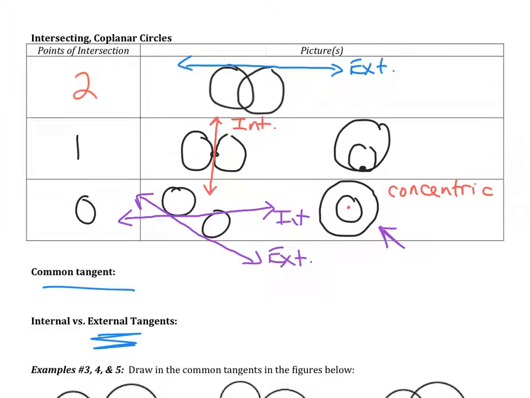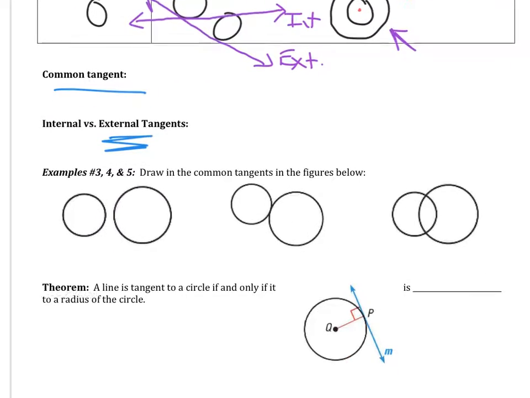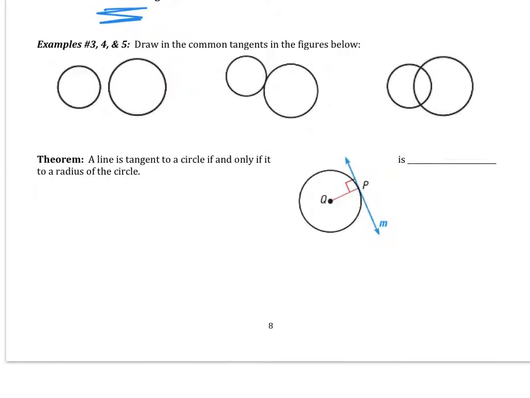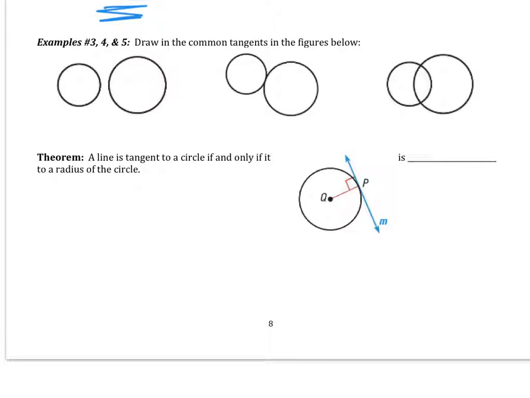All right, to double check that you understand the meaning, see if you can draw your own on examples 3, 4, and 5. If you draw an internal, label it with like an I or an INT, and if you draw an external, label it with like EXT for external. Make sure you understand the difference.